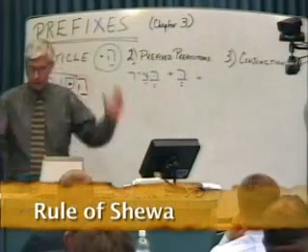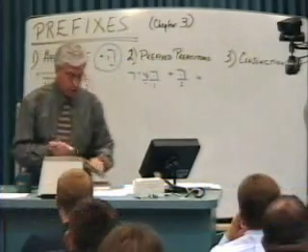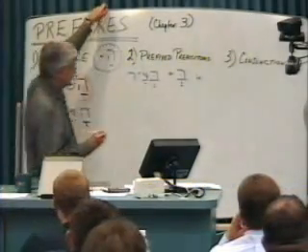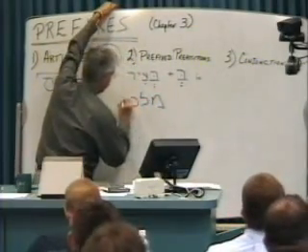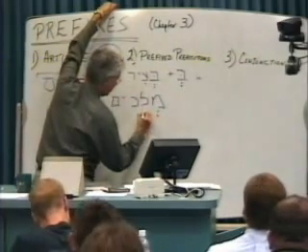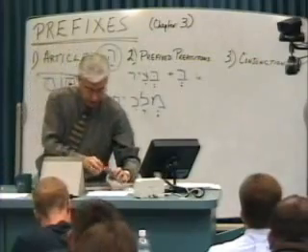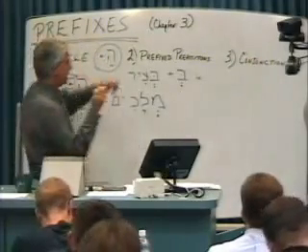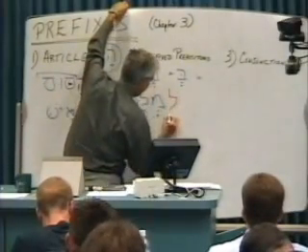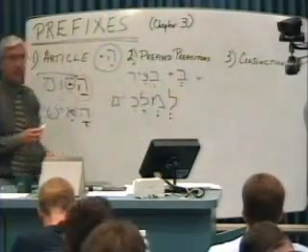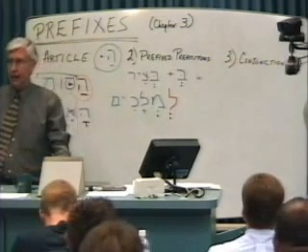Rule of schwa. What is rule of schwa? Here we've had an example of a word that begins with a schwa. Melakim. If we add the preposition to it, and for the exercise we were using lamed, with another schwa, this creates a monster. We cannot have two schwas.